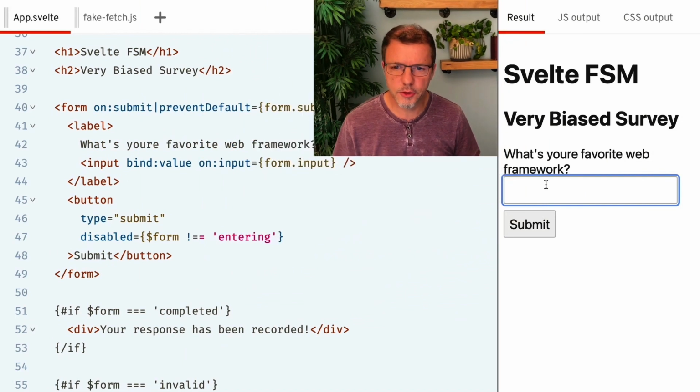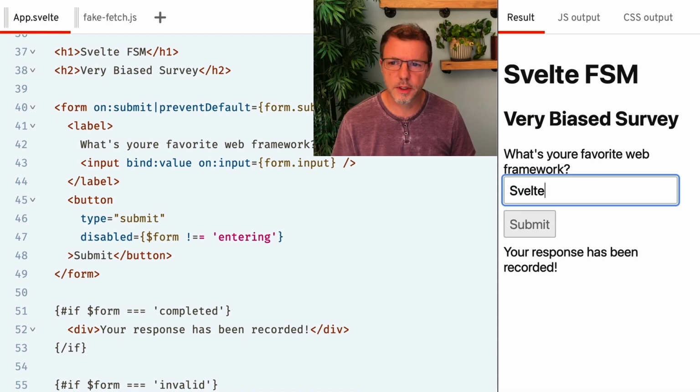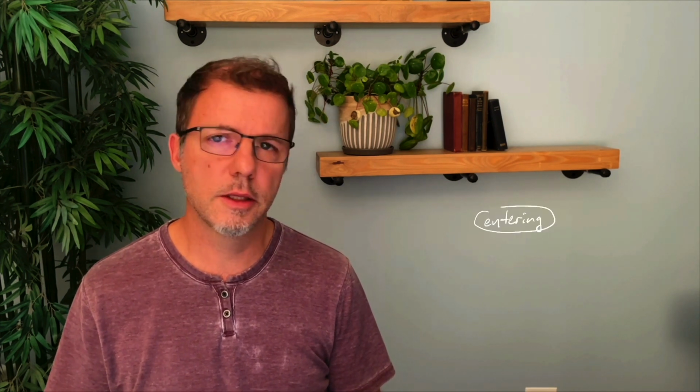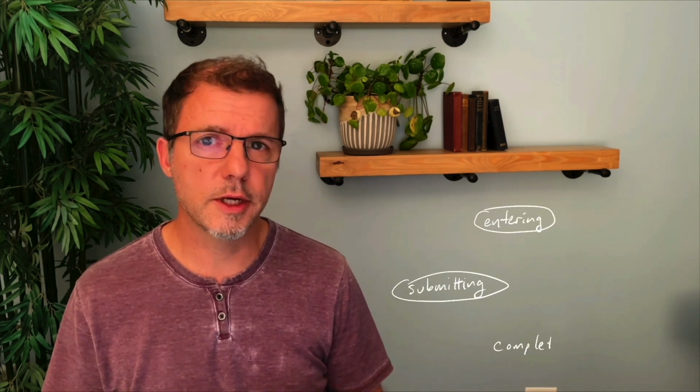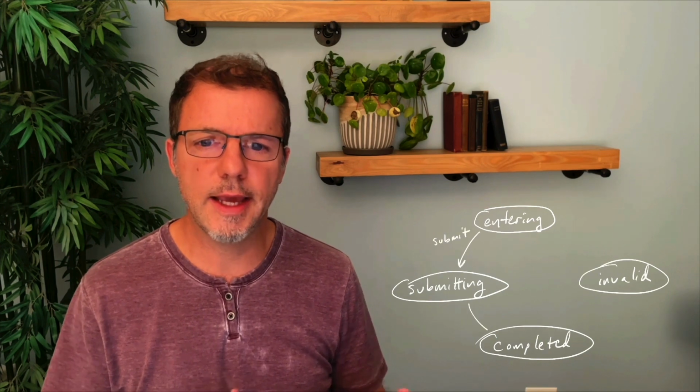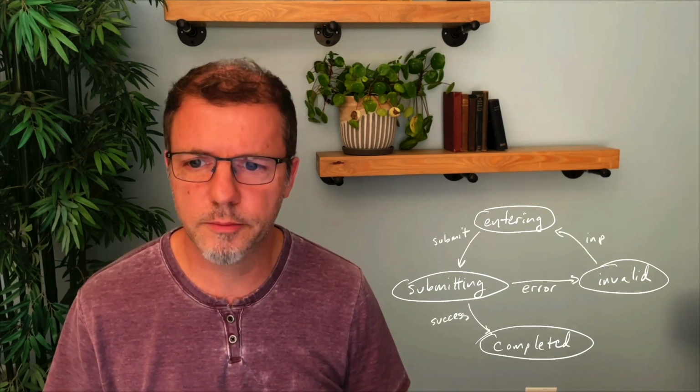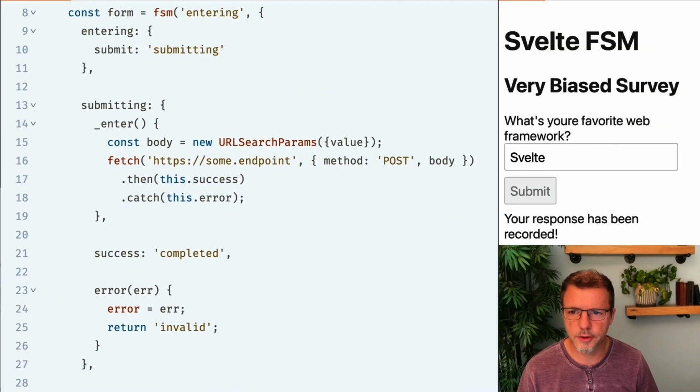Now let's look at a more practical example where you might actually use a finite state machine, form submission. Here you see a very biased survey. It's a form with a single input, and if you submit anything other than Svelte, it returns an error. Our form can be in one of 4 states: entering, submitting, completed, or invalid. And we see the actions and transitions here as well. So let's see that in code.